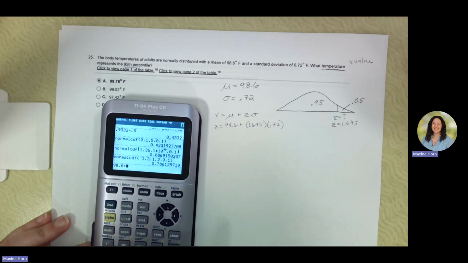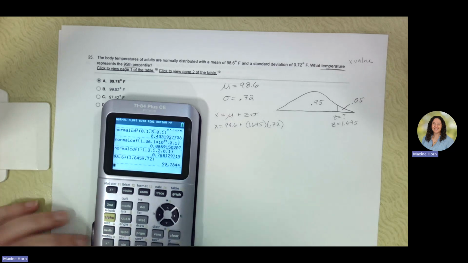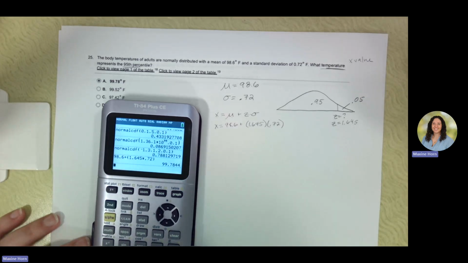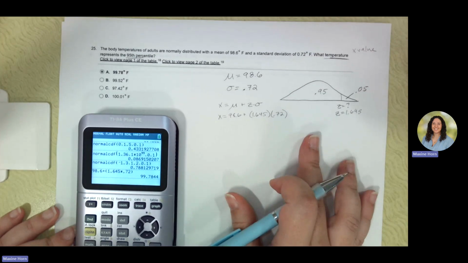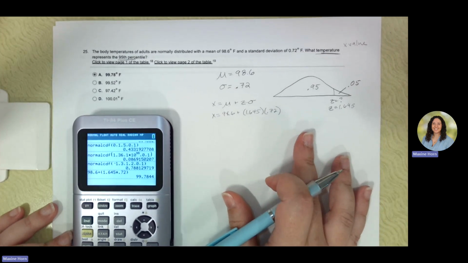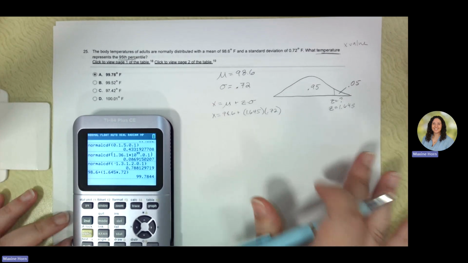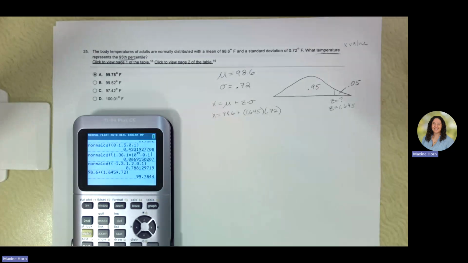98.6 plus 1.645 times 0.72. I didn't really need to have the parentheses there. That's okay. So that's how we're getting a temperature or an x value of 99.78. Okay, so that's important to know how to do that, right? Because you're always wanting to make sure that you understand the relationship between these things and what they actually mean, right? We don't just want to memorize formulas or memorize tools in the calculator. We want to understand why we're doing what we're doing.